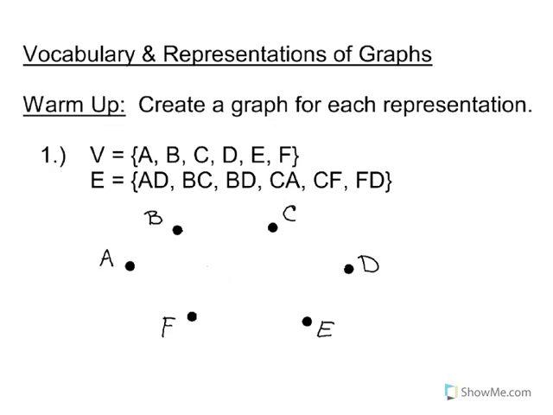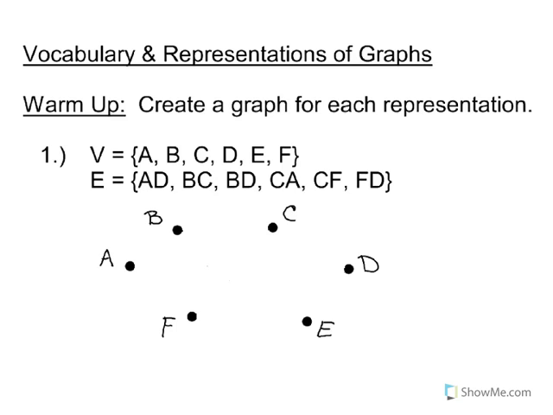Alright, so last class we took a look at various representations of graphs. So we're going to start with a warm-up to recap that and then move on to some more vocabulary and representations. Alright, so we're going to create a graph that goes with this set of vertices and this set of edges. So as you can see, I've made those 6 vertices and labeled them A through F.